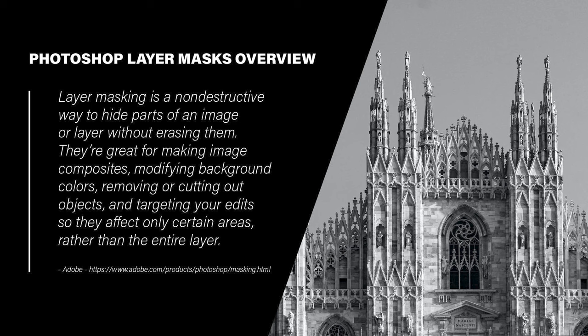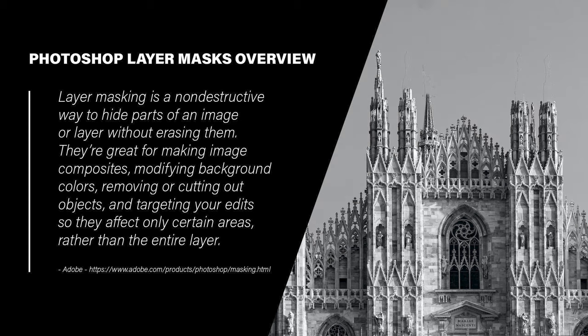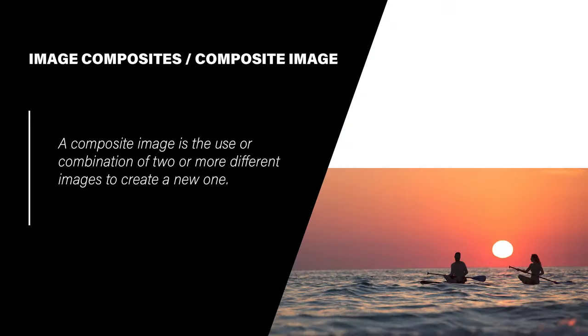Layer masking is a non-destructive way to hide parts of an image or layer without erasing them. They're great for making image composites, modifying background colors, removing or cutting out objects, and targeting your edits so they affect only certain areas rather than the entire layer. Now, an important term to also define will be image composites, or composite image.